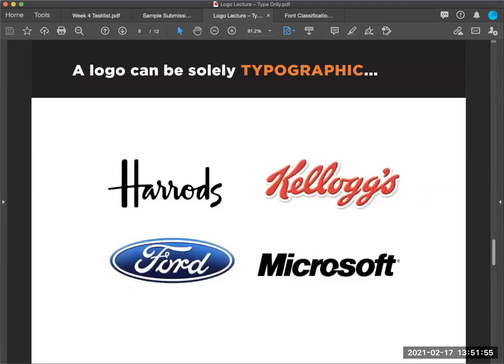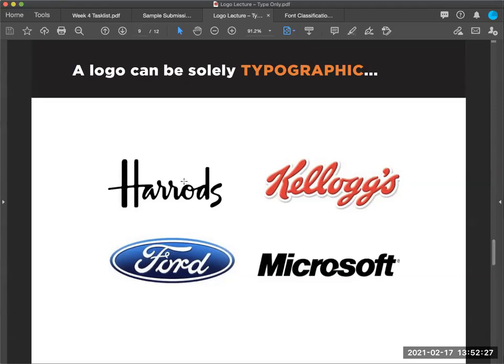The logo, if it's solely typographic, here are a few examples. When we look at the Kellogg's logo, the initial K can also be used as a mark for their brand identity, but the full logo is all typographic. There are no other items, no other objects that are necessary. And we generally call this a typographic or a signature mark, depending on the characteristics of the typography.